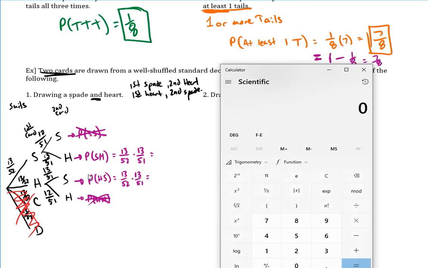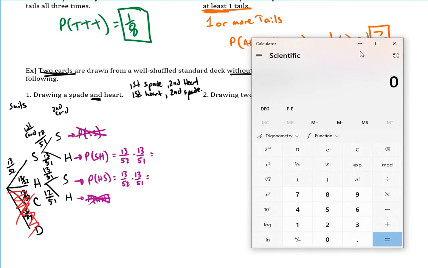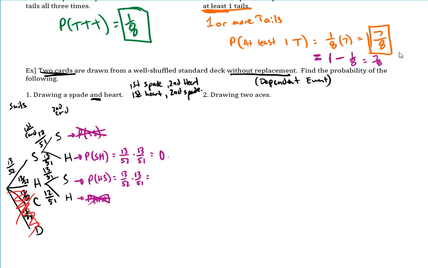And then let's go ahead and get a calculator going for this one. I'm just going to use this scientific one that's on the computer. Okay, so we'd have 13 divided by 52 times 13 divided by 51. And we get that. Okay, so 13 divided by 52 times 13 divided by 51 is 0.0637. We'll round it to 4 decimal places. And then this actually is the same multiplication. You can see 13, 13, 52, and 51. Okay, so that's the same.